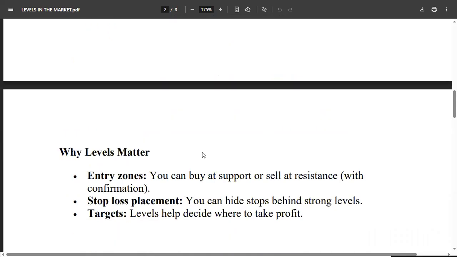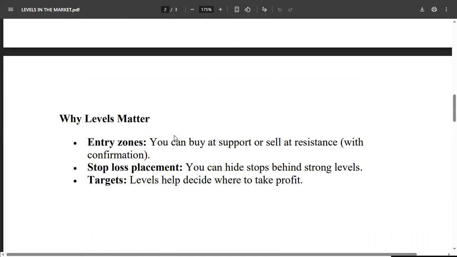And why do levels matter? First of all, it is an entry zone. So we use levels as entries. For example, if you want to buy, you will wait for the price to return to a support level for you to buy. And if you want to sell, you need to wait for the market to return to the resistance level in order for you to sell. So it can be used as an entry zone.